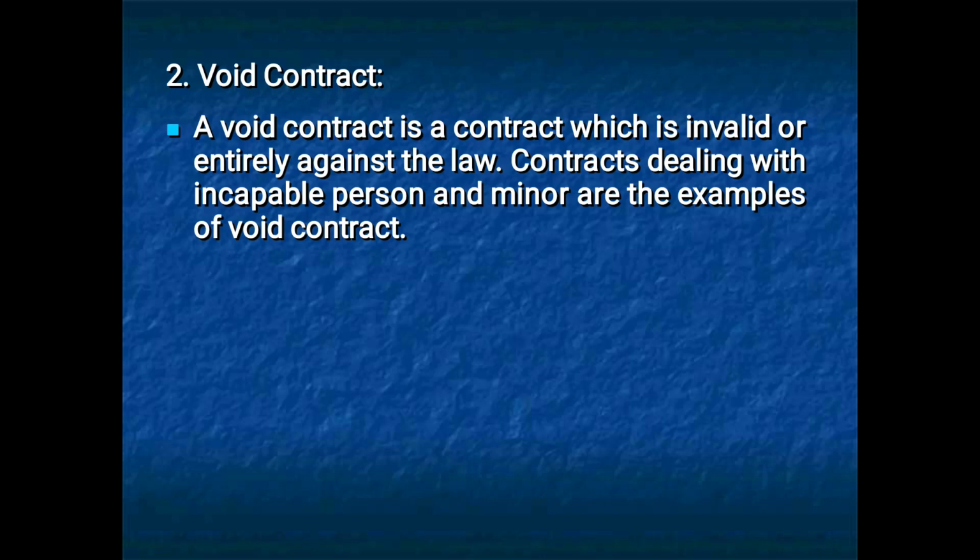The contracts which are entered with a minor person, that is, below 18 years of age, and people of unsound mind like drunkards and lunatics, are not accepted by law, and hence they are termed as void contracts. They are not enforceable in the eyes of law.